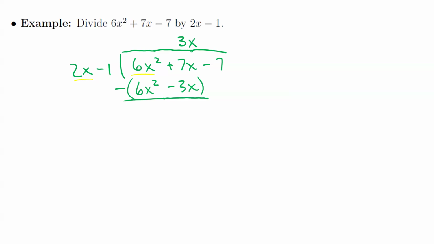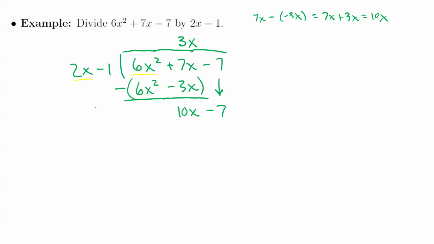Now, this one's a little tricky. 6x squared minus 6x squared gives me 0 here, which is good. But now notice 7x minus negative 3x. Well, we understand that minus and negative, I'll just go ahead and write it up here, always turns into plus a positive. So that should give me 10x. So just be careful of the minuses and the negatives showing up.